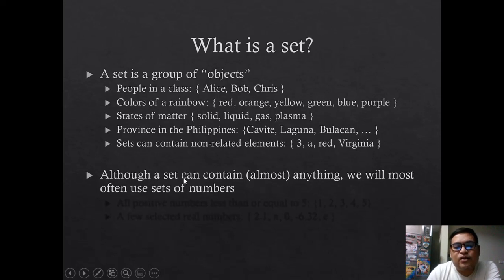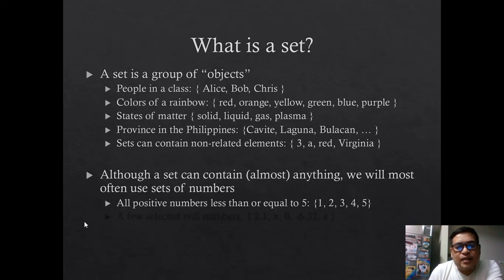Although a set can contain almost anything, we will most often use sets of numbers. Since you are taking mathematics, we will most often use sets of numbers. For example, all positive numbers less than or equal to 5. What are those numbers less than or equal to 5? Of course, we have 1, 2, 3, 4, 5. A few selected real numbers: we have 2.1, pi, 0, negative 6, 32, and e.